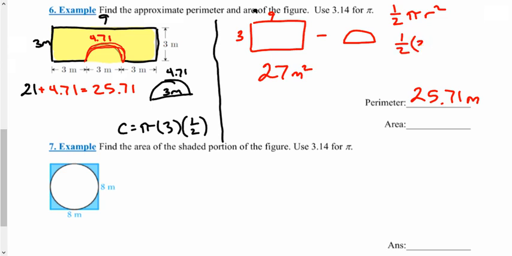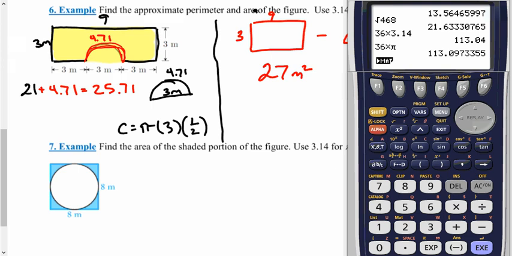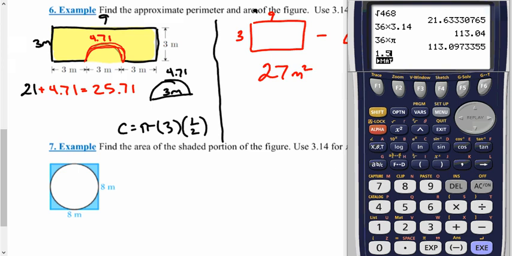1/2 times 3.14 times the radius. The radius is only 1.5 meters. Don't forget to square that though. And I'm going to show you how I would do this on the calculator. I would put in 1.5, and then I actually have a square button right here. It says x squared. So I would do that. And then we'll take that times 3.14. Oops, apparently my decimal didn't go.